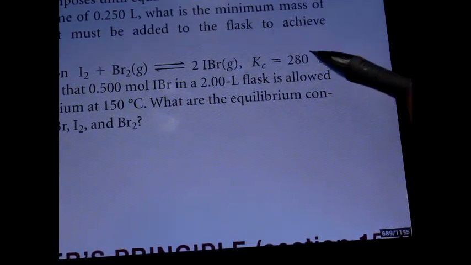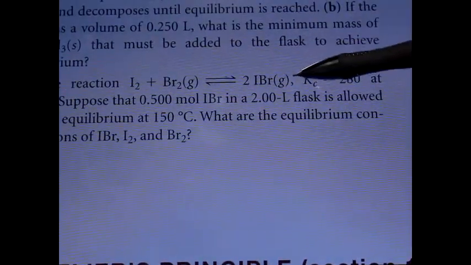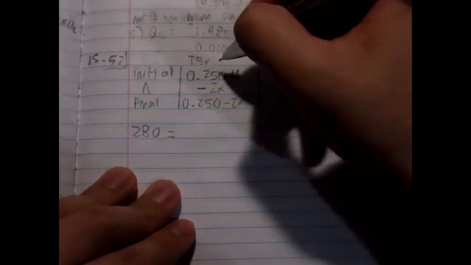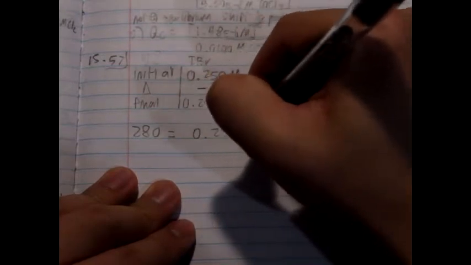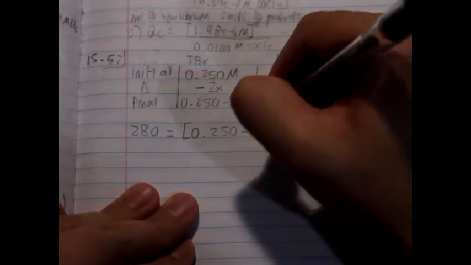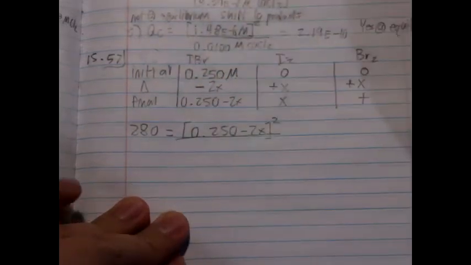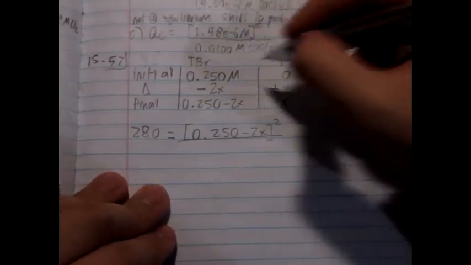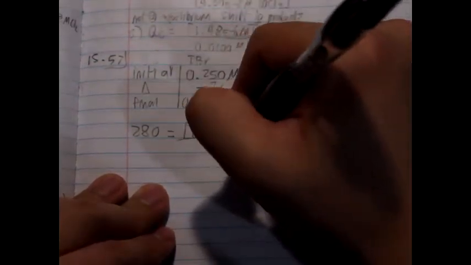Okay, so now the next thing we need to do is solve using 280, which is the equilibrium constant. So 280 equals, and we know from this that the product is IBr and the reactants are I2 and Br2. So we're going to have IBr, which is 0.250 minus 2x, and since it has a coefficient of 2, this is going to be to the power of 2. That's going to be divided by the reactants, which is x times x, which is the same as x squared.